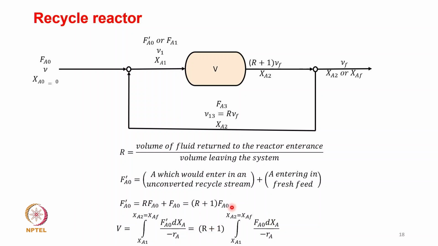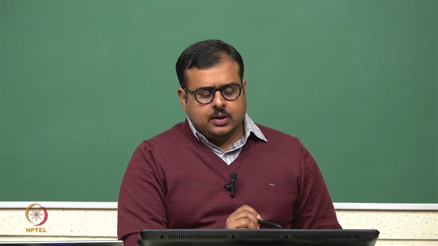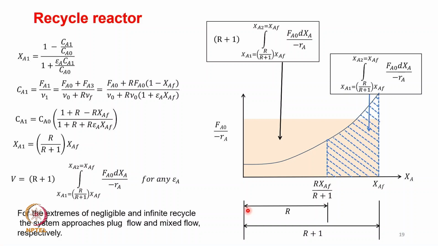So, now let us assume that this process is happening with changes in the volume of the process fluids or even gases, which are increasing, and also there is a density change. So, in that condition, XA1 may be evaluated as 1 minus CA1 by CA naught divided by 1 plus epsilon A, which corresponds to the expansion. This is the term that controls expansion. CA1 by CA naught, and CA1 would be FA1 by V1.